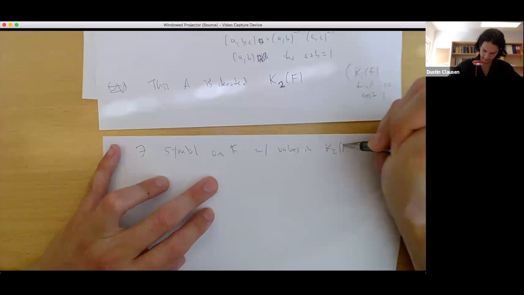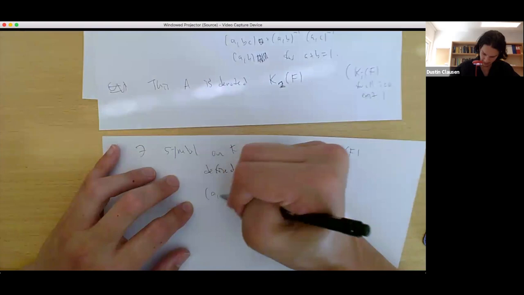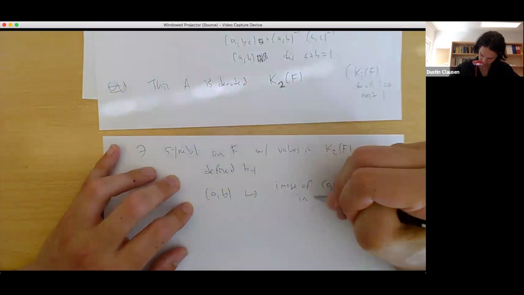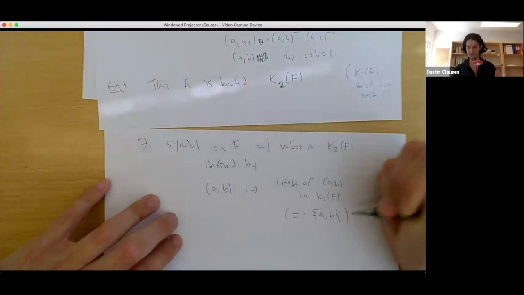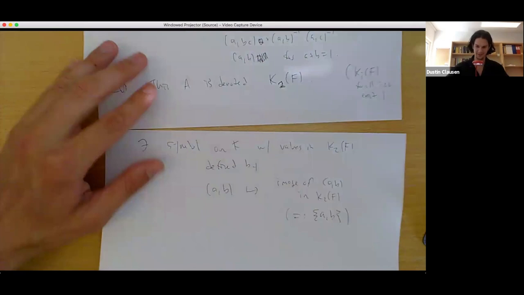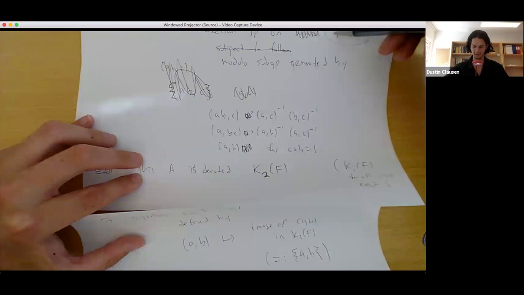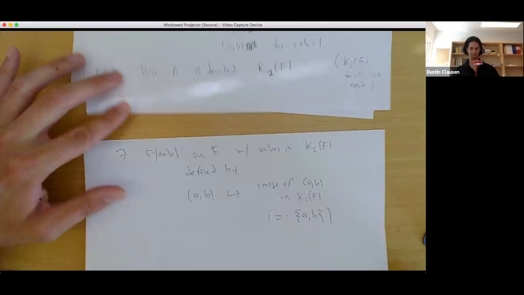A comma B maps to the image of A comma B in the quotient which defines K2 of F. And this image is usually written as curly braces A comma B. So that doesn't mean the set consisting of A and B in this context. It means the image of this generator A comma B in your generating set for your abelian group, when you mod out by the relations which you use to define it, and this symbol is universal.